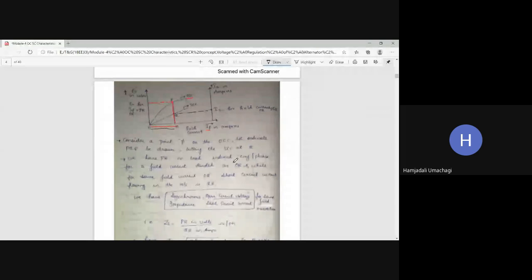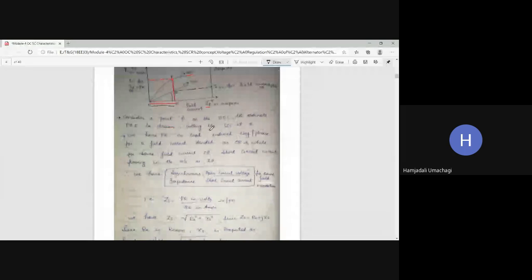Are you getting it, all of you? Is it clear? While for the same field current OR, the short circuit current flowing in the machine is QR. QR is the full load short circuit current value, whereas PR is the rated voltage value, the no load induced EMF. So PR indicates no load induced EMF during the OCC test for field excitation OR, whereas QR indicates full load armature current during the SCC test for the same field current OR only.